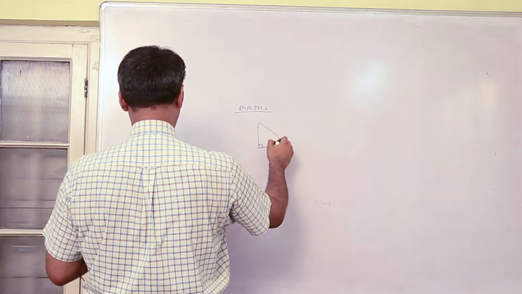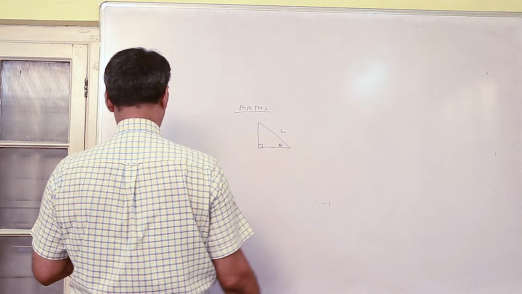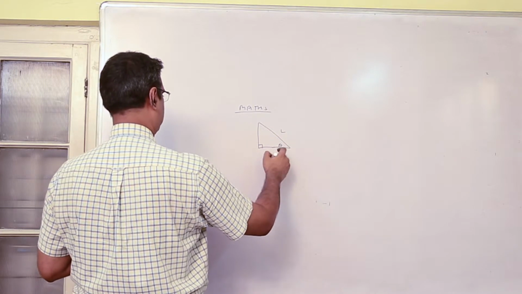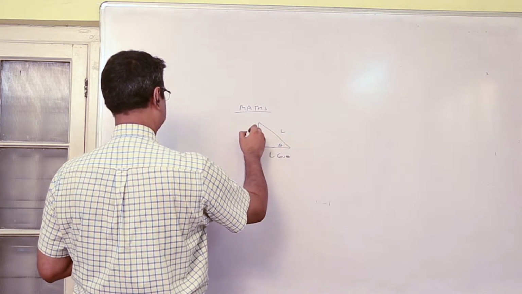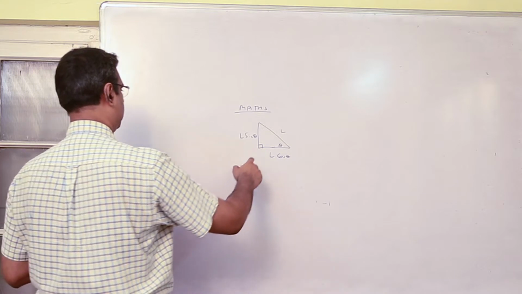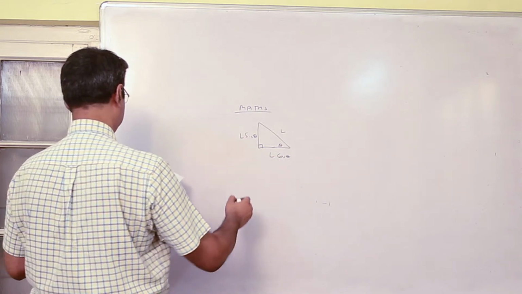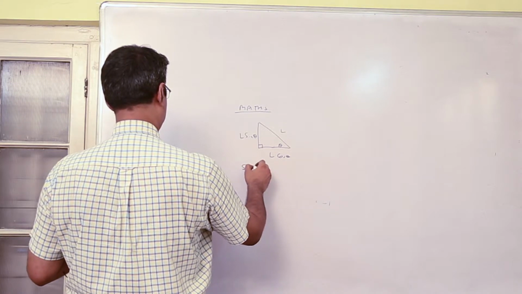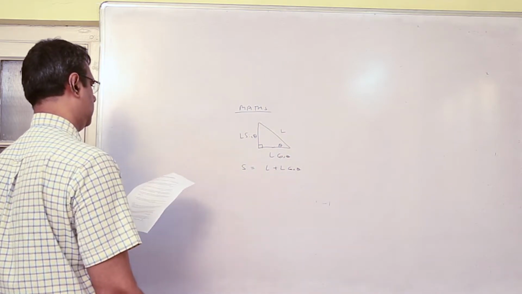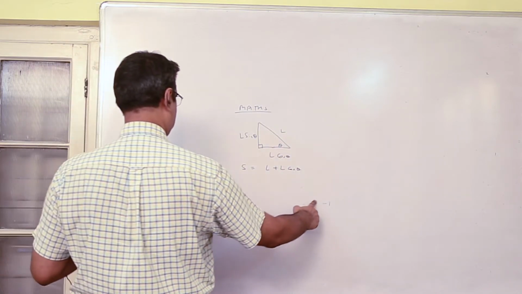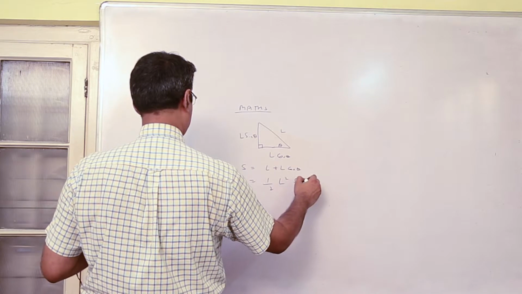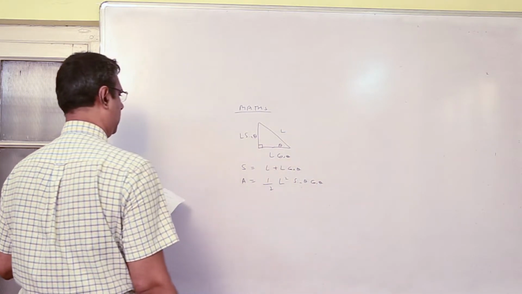Suppose there is a right angle triangle in which the angle between hypotenuse and base is theta. The question is, you have to prove that the area is maximum when theta is 60 degree. And by the way, you are told that hypotenuse plus base is constant. So L plus L cos theta is constant. Now you know that the area of this triangle will be half base into height.